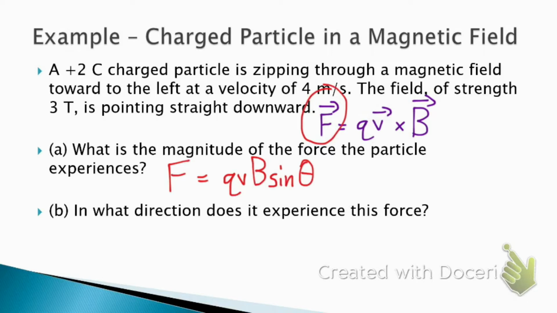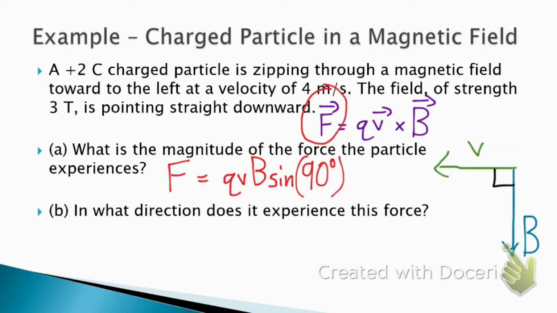Well, let me draw those vectors real quick. My velocity, that was ugly. My velocity vector is heading to the left, and my magnetic field vector is pointing downward. So just from looking at this picture, you can see that the angle between them is 90 degrees. So I've replaced theta with 90 degrees. And hey, the sine of 90 degrees is just 1.